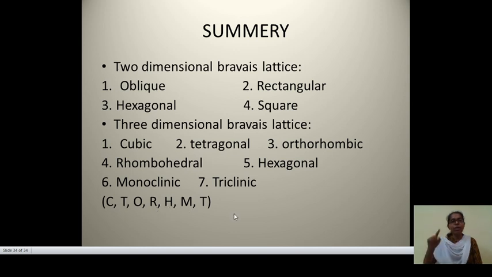C-T-O-R-H-M-T. C is for cubic. T is for tetragonal, not triclinic or trigonal. After that, orthorhombic. After that, rhombohedral, hexagonal, monoclinic and triclinic. This is the name. C-T-O-R-H-M-T. How to remember their lattice constants? I will discuss that.